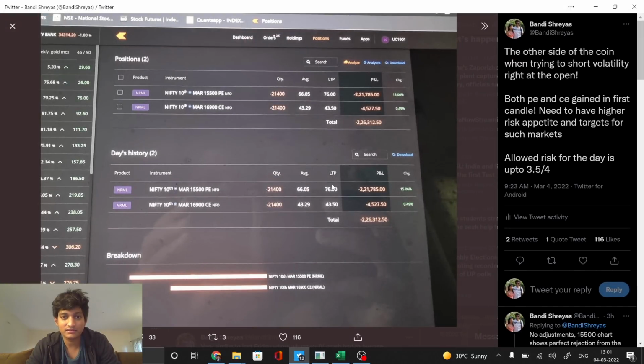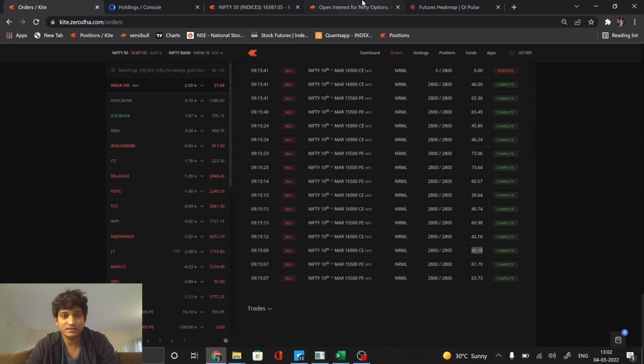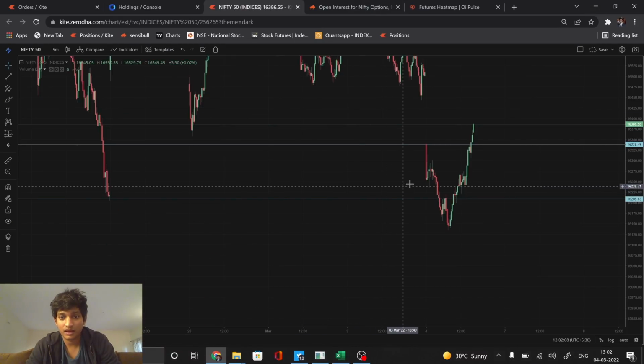This is now trading much, much higher than that, where this has gained and this has not lost anything, and in fact has gained a little bit. So both positions were giving me loss. After that, there was a complete IV crush. After the first candle, this entire period, there was an IV crush.